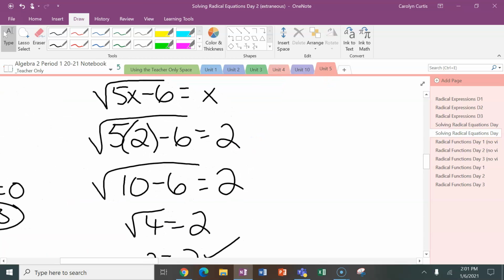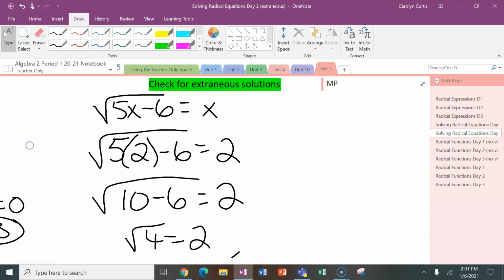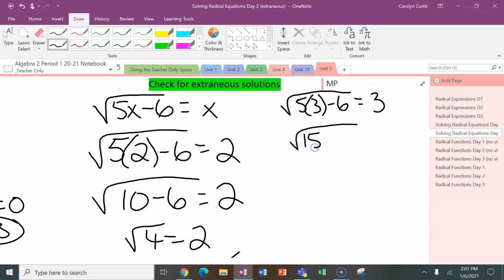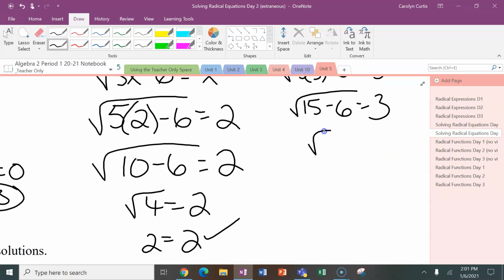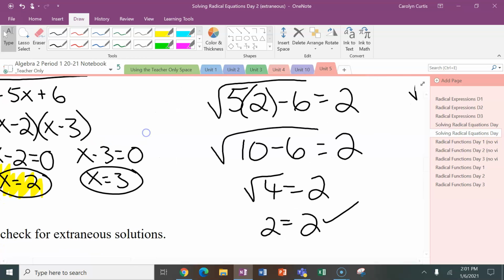Again, my original is the square root of 5x minus 6 equals x. So I'm going to check for x equals 3, which means this time I'm going to plug 3 into both x's. I got that 3 equals 3. So both of these solutions are solutions, and in this case you don't have anything extraneous.